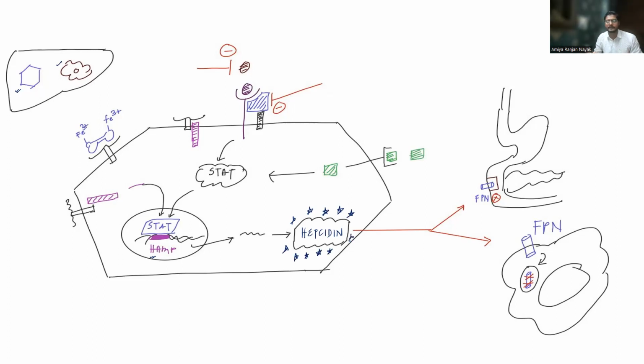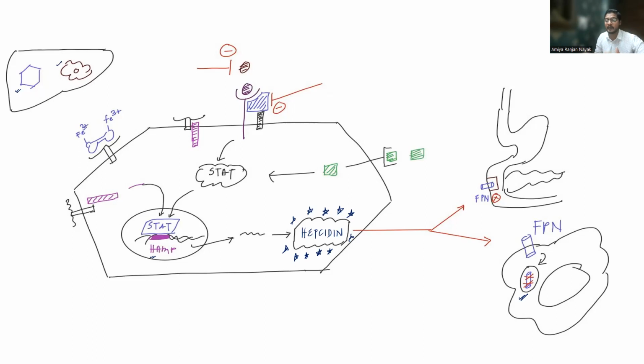What is the normal function of hepcidin? The normal function of hepcidin is it will go and cause a degradation of the ferroportin protein. As you can see, ferroportin is predominantly present in the duodenal epithelial cells on the basolateral side, and also it is present in the macrophages. In all these cells, the normal function of ferroportin is causing release of the iron from the cells towards the circulation. The function of hepcidin is to cause endocytosis and degradation of ferroportin.